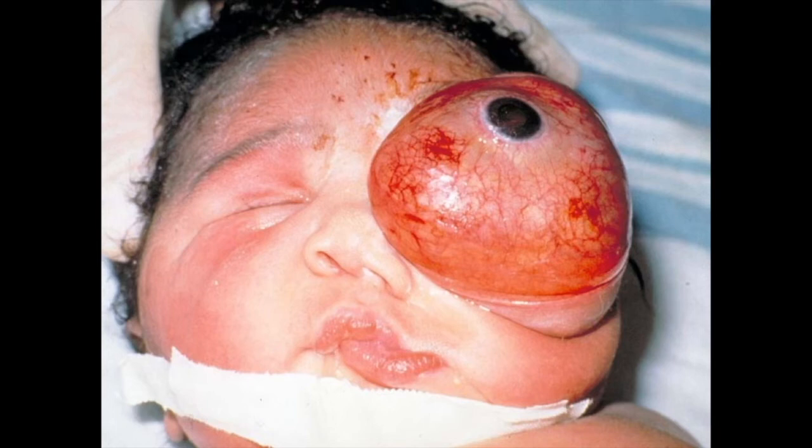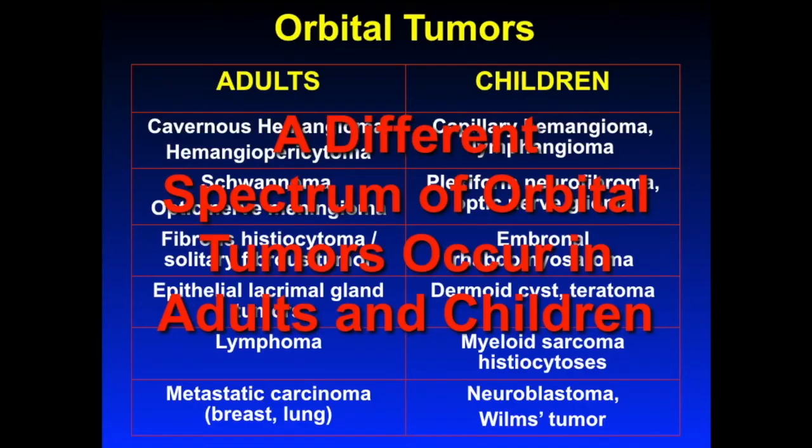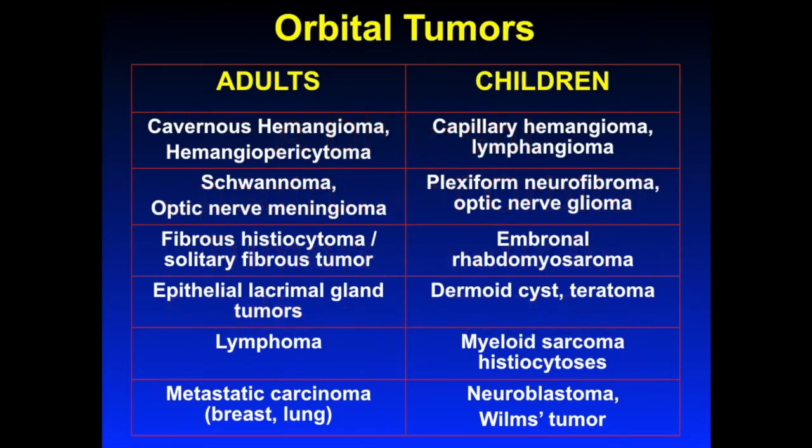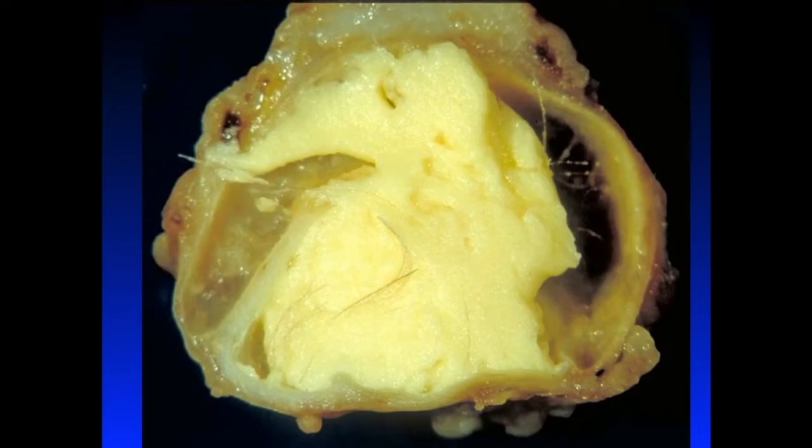This is a case of congenital teratoma, rather disturbing picture. This was a benign tumor. Patient did lose the eye, however. As we stated before, a different spectrum of orbital tumors occurs in adults and children. The most common orbital lesion in childhood is the dermoid cyst or cystic dermoid. This is filled with foul-smelling keratin debris, which frequently contains hair shafts. It's sort of like somebody mixed hair with your cream cheese.